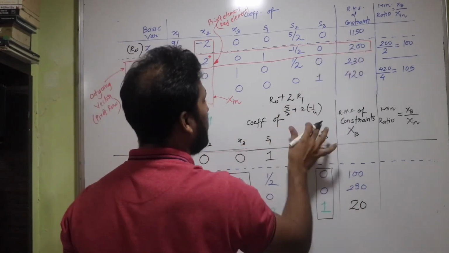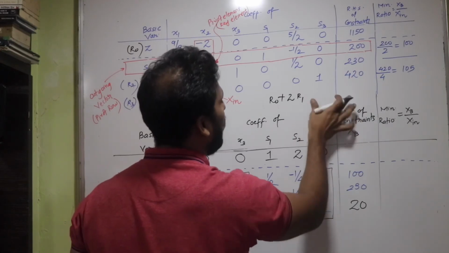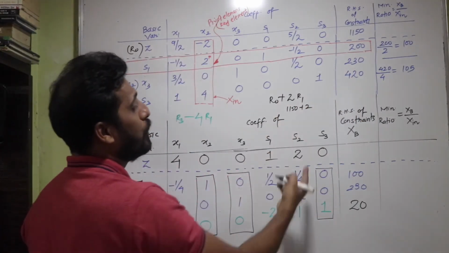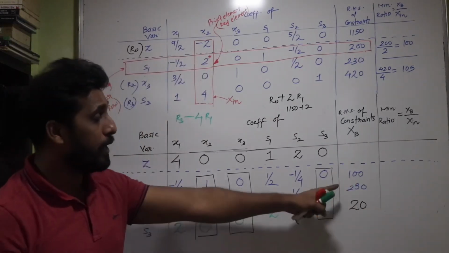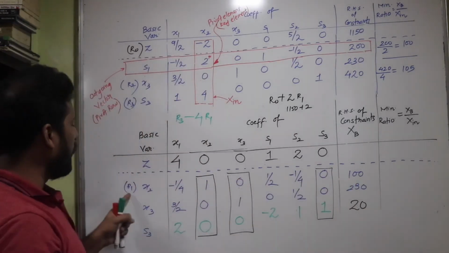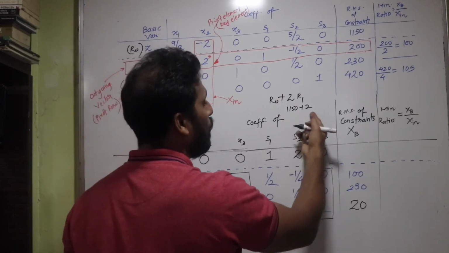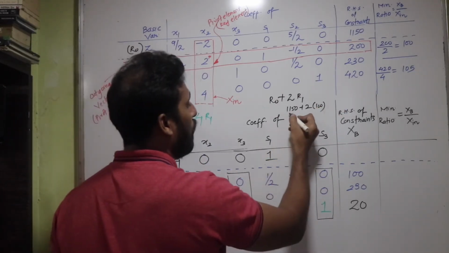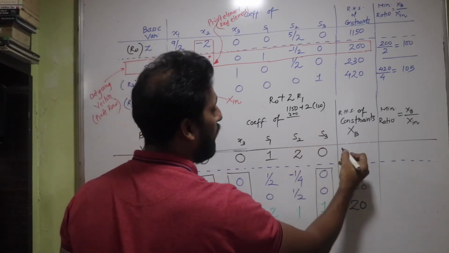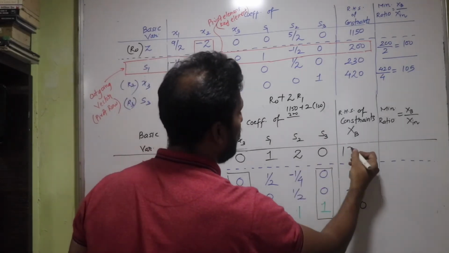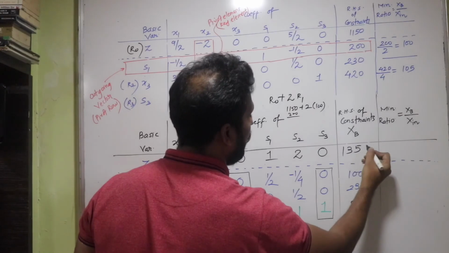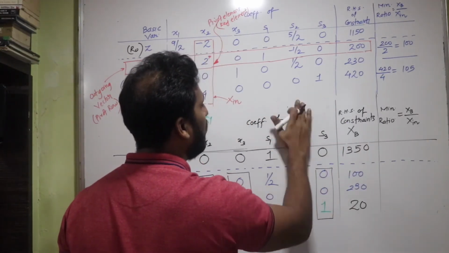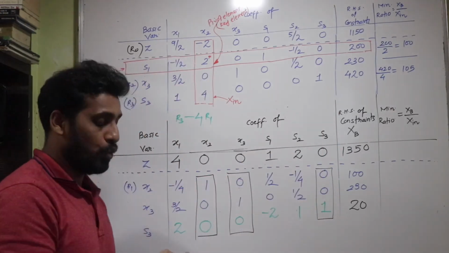It is 1150. R0 is 1150, so add 1150 plus 2 times R1. So R1 is 100 here, isn't it? You have to take care. R1 is 100, R1 is here. So 1150 plus 2 into 100. So that becomes 200. So 1150 plus 200 will give us 1350.